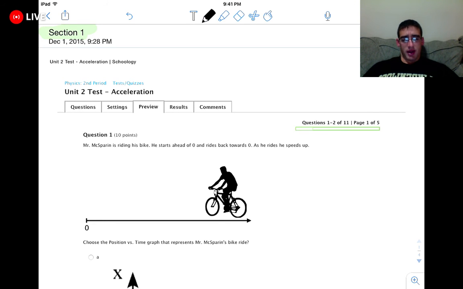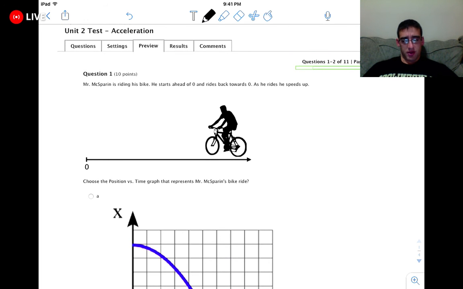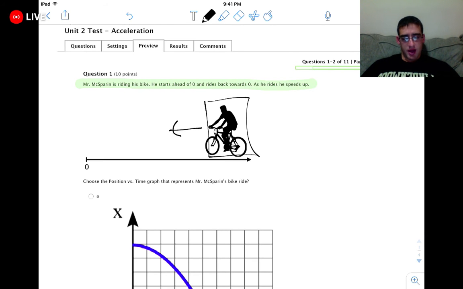Now this is just going to be an answer key for the first two questions. They both have to do with this biker here. I read this part right here. Mr. McSparron is riding his bike. He starts off ahead of 0 and rides back towards 0. As he rides, he speeds up. Okay, so here's my guy. He's riding this way and he's getting faster.